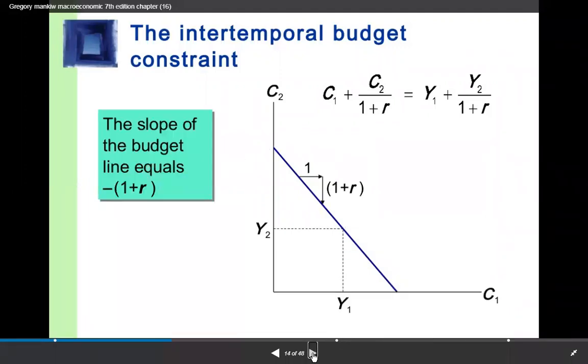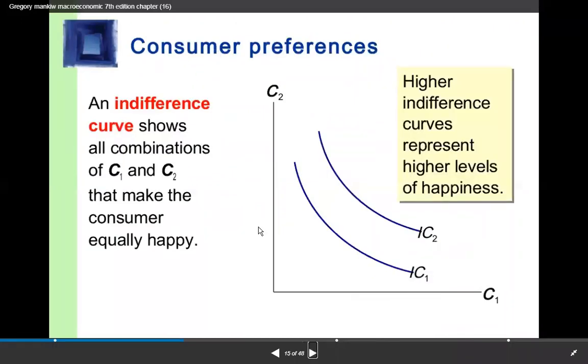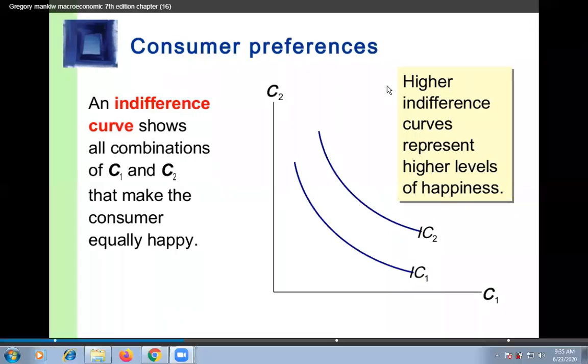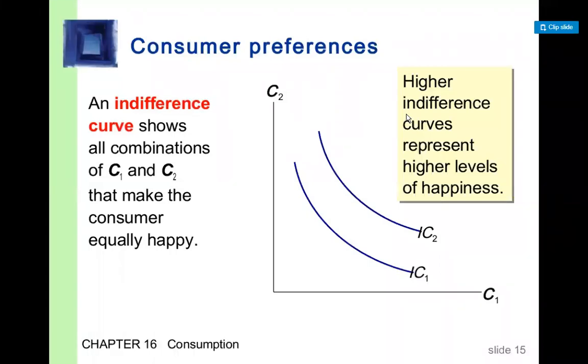Okay, now I'm going to the next point. The last part was the budget constraint. Budget constraint just shows the combinations of C1 and C2 which would exhaust all income in periods 1 and 2. Budget constraint means possible expenditures, possible combinations of C1 and C2 with given Y1 and Y2.